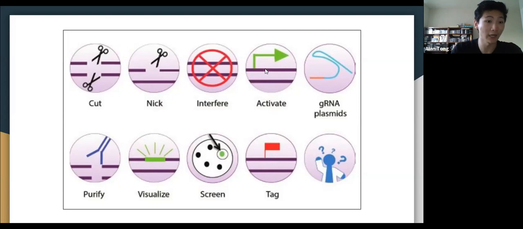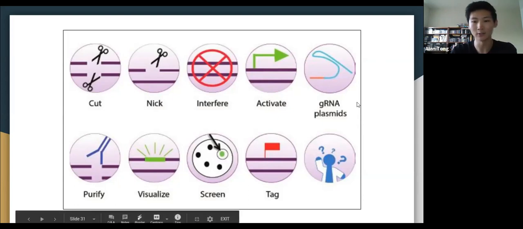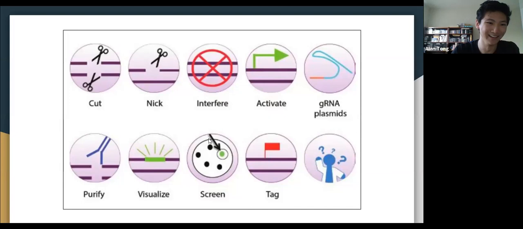You can activate it, the opposite, right? What if you were able to fuse Cas9 and a transcription factor together, and you also disable the endonuclease domains? Then you can bring that transcription factor to where it needs to be, activating that particular gene, right? You have all these different things too. You can tag it, screen it, visualize it, purify it. You can do all kinds of things, right? Cas9 is your oyster. So that's the key thing, right? You can program in a whole bunch of ways.